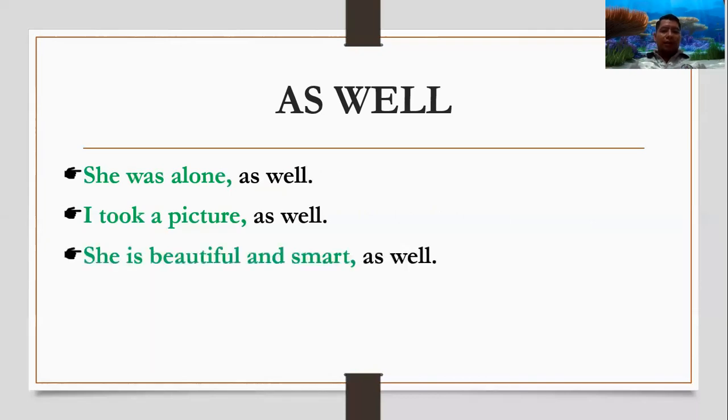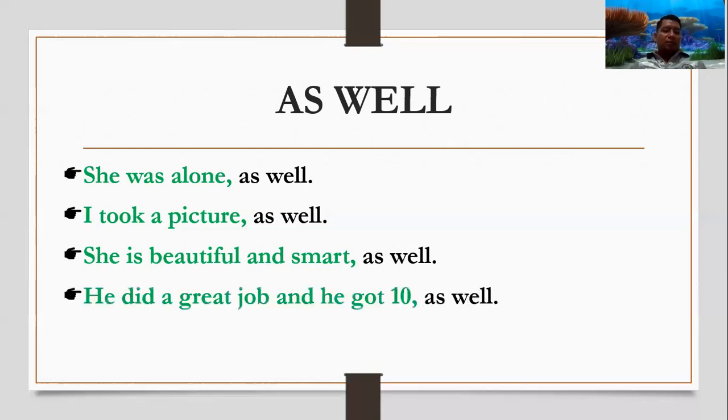She is beautiful and smart as well. Or we can say she is beautiful and smart too. Number 4, he did a great job and got 10 as well. Or he did a great job and got 10 too. Remember that we use a comma before as well. And also we use a comma before too, so they can be used in the same situations.